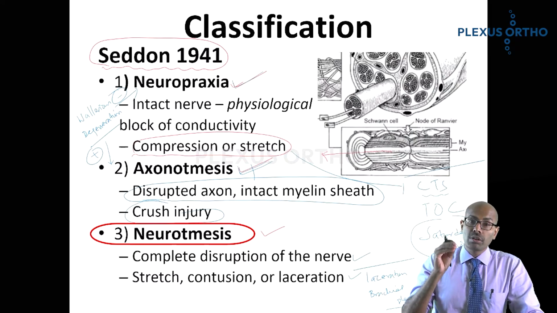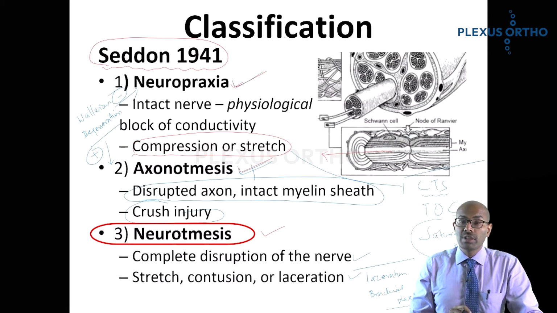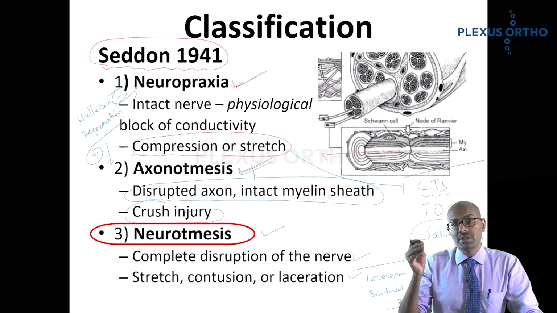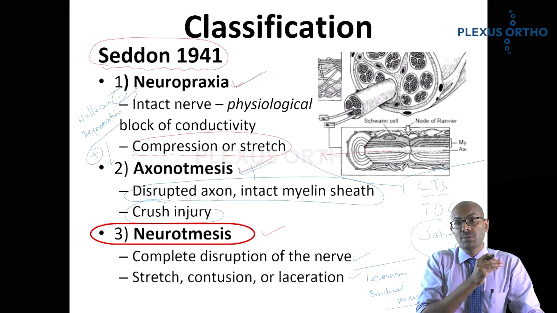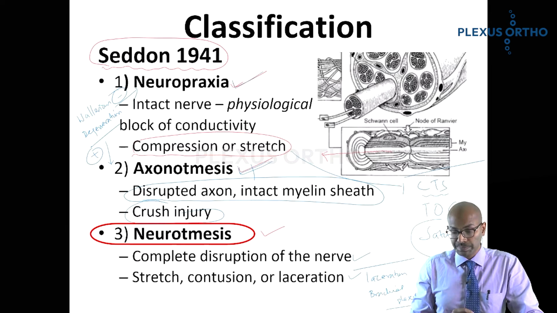And there will be a non-progressive Tinel sign in neurotmesis at the level of the injury, whereas in axonotmesis, the nerve will start to grow back, and you will probably see a progressive Tinel sign over a period of time.